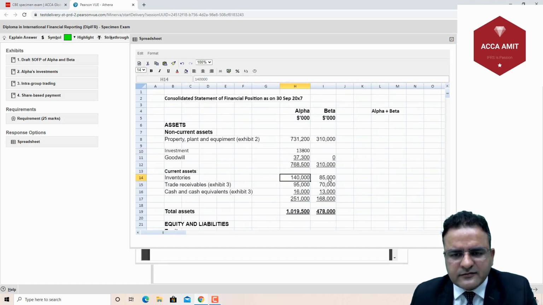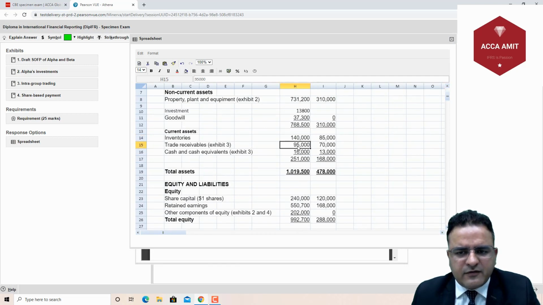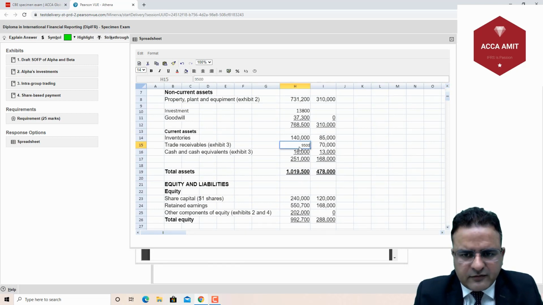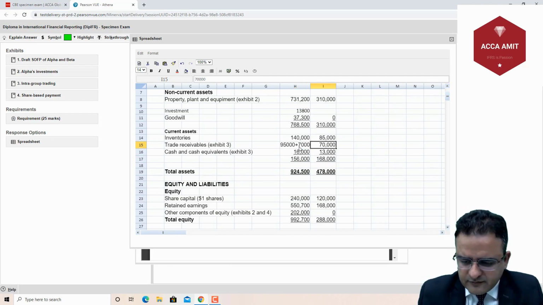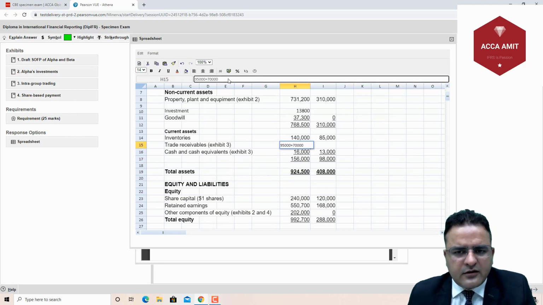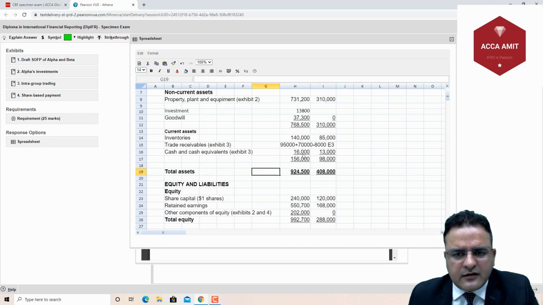Now this 140 plus 85, and 95,000 plus 70,000. This will be presented like this: 95,000 plus 70,000. The receivables is assumed to have been received this amount of 8,000. So minus 8,000, that is Exhibit 3.